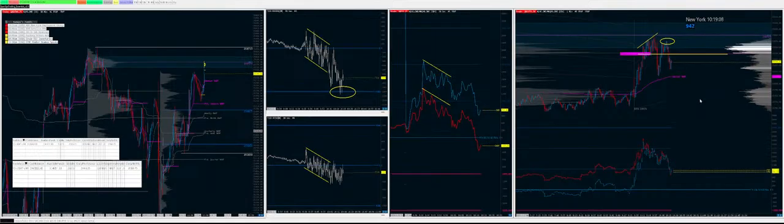So tick push down, pretty good. I really need the ES to make a new low on its tick though for this thing to continue, I think.